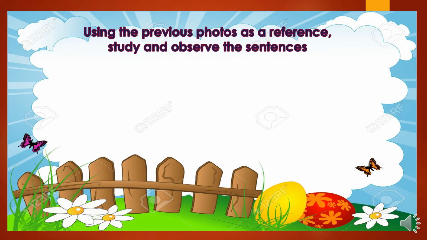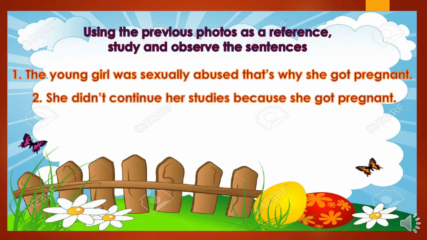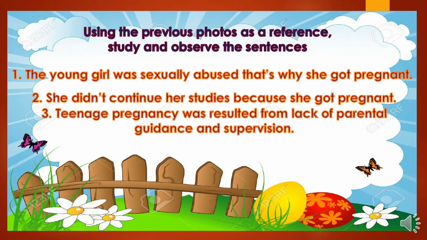Using the previous photos as a reference, study and observe the sentences. The young girl was sexually abused, that's why she got pregnant. She didn't continue her studies because she got pregnant. Teenage pregnancy resulted from lack of parental guidance and supervision.